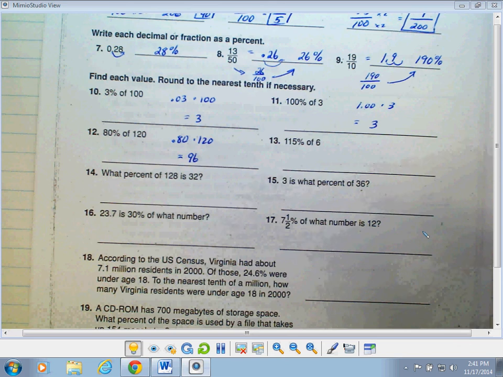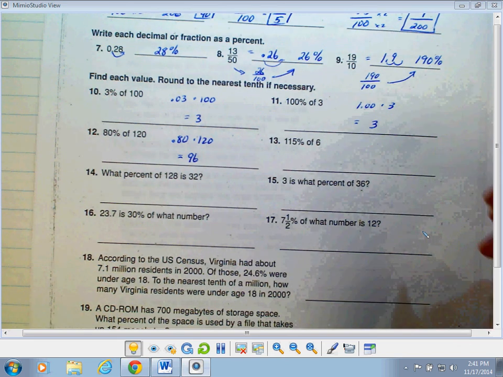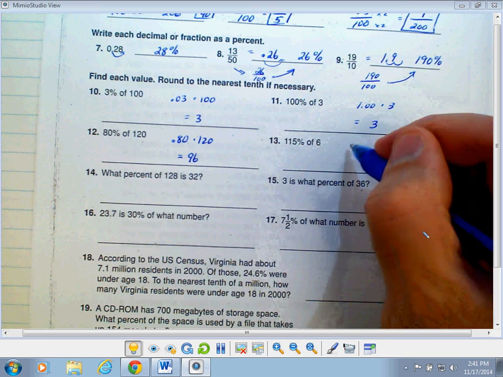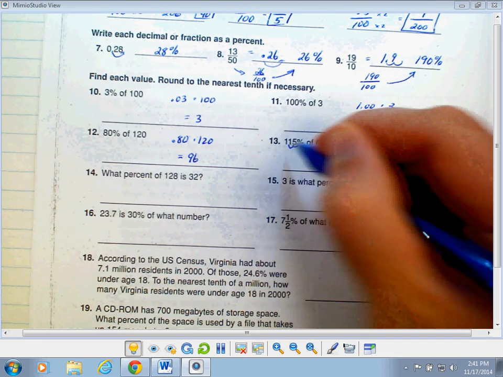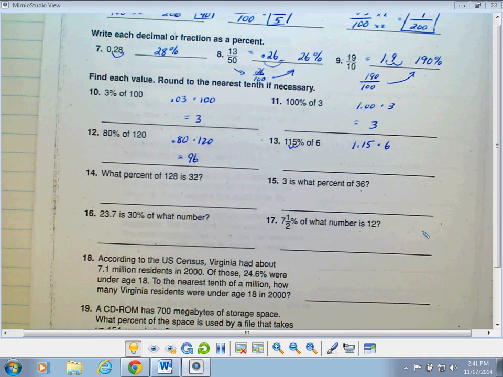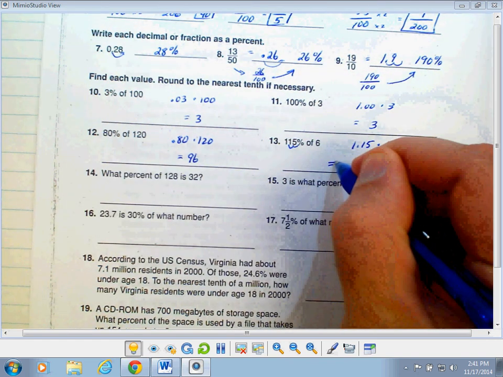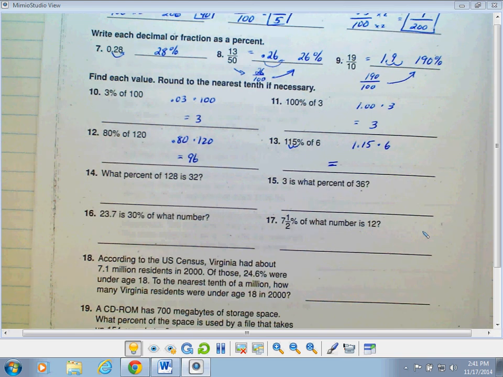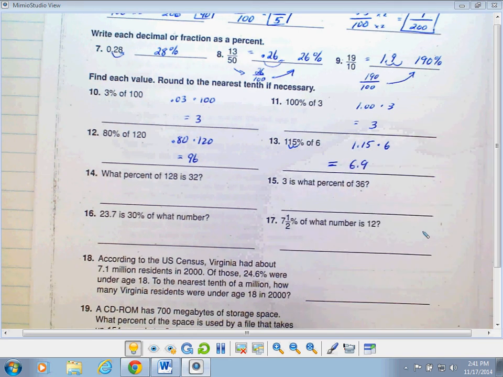For number 13, 115% of 6. Again, the decimal point is here, so we'll move it 2 places. It'll actually be 1.15 times 6. Since it's more than 100%, you should expect that the answer is going to be more than the original number. So 1.15 times 6. You can use a calculator to do that. It comes out to 6.9.